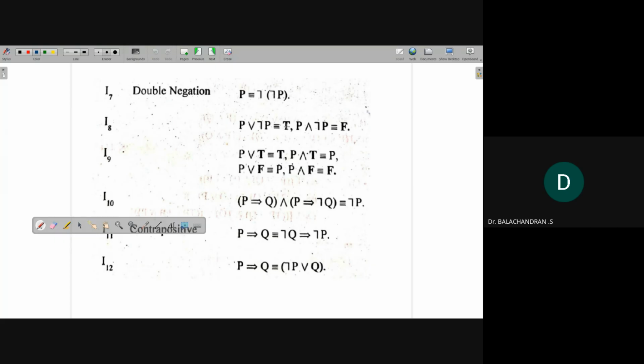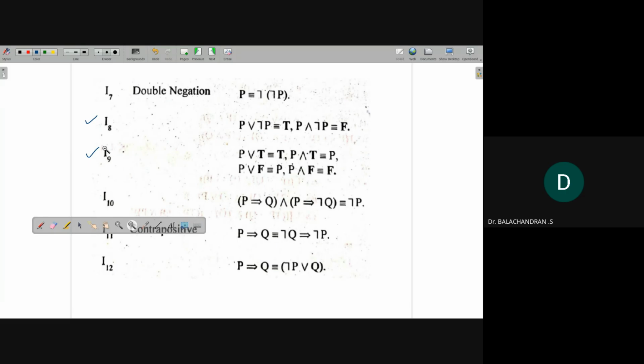Okay, and that is what we saw in the tautology. P and negation P is what? False. Similarly, we will use I8 regularly, I9 regularly. I9 is P or T is T, P and T is P. Next, P or F is P, P and F is F.